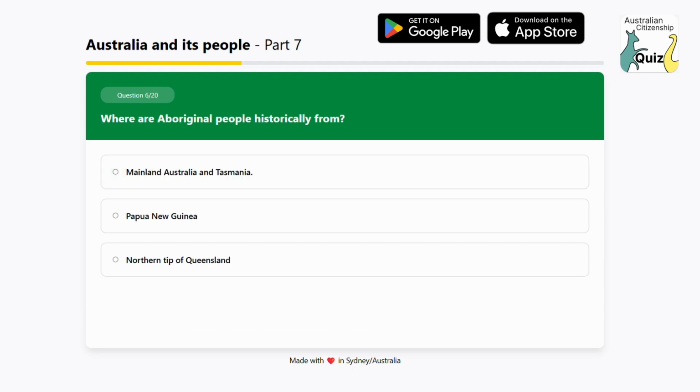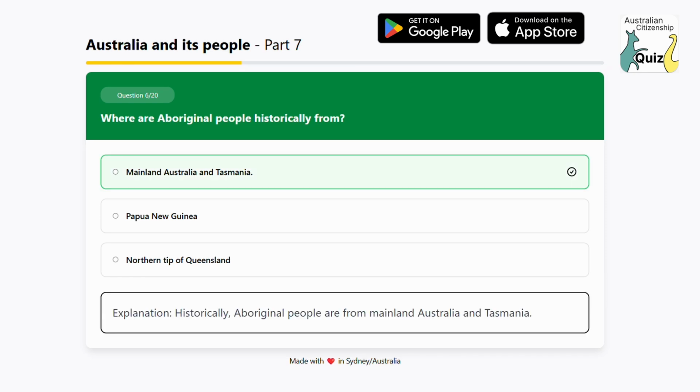Where are Aboriginal people historically from? Option 1, mainland Australia and Tasmania. Option 2, Papua New Guinea. Option 3, northern tip of Queensland. The answer is mainland Australia and Tasmania. Explanation: Historically, Aboriginal people are from mainland Australia and Tasmania.